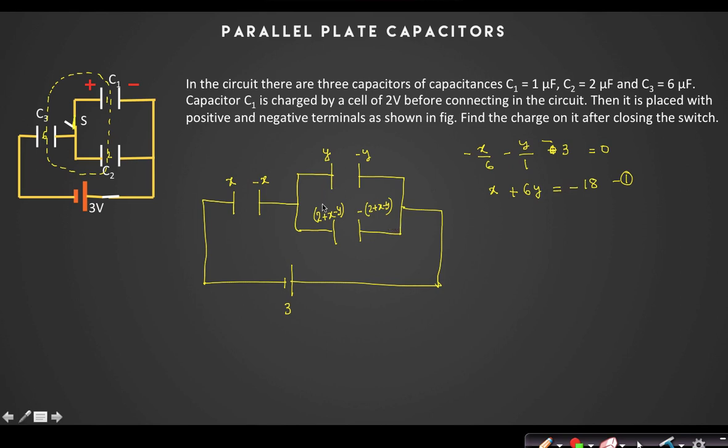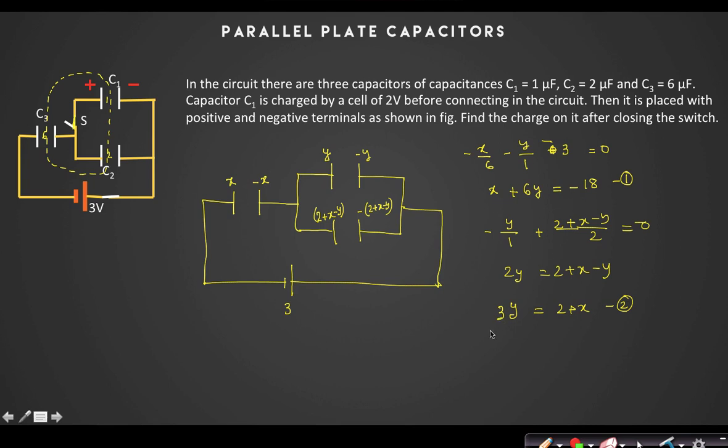Similarly, for the smaller loop inside I can write, now they are in parallel, you can also use that ratio concept, or I will use KVL instead: minus Y by 1 plus 2 plus X minus Y divided by 2, that is equal to 0. So 2Y is equal to 2 plus X minus Y. I think I have written the same correct equation. So 3Y is equal to 2 plus X. That is my second equation. Look, two unknowns, two equations, easy to solve.